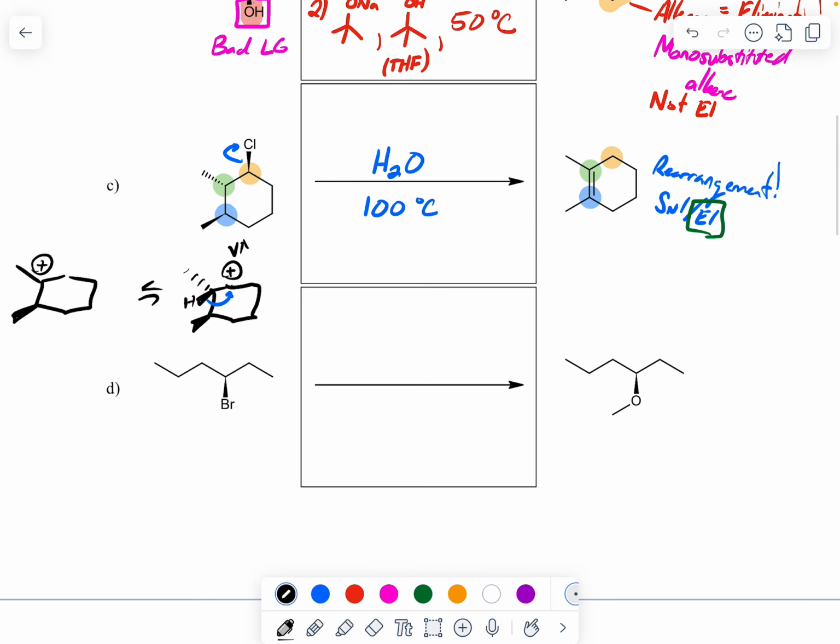All right, let's look at D. So in D, immediately we see that we have a good leaving group and we end up with an ether there. So you may immediately think this has to be a substitution, and I would agree. However, you'll also notice that in this example, the bromine starts on a wedge, the oxygen ends on a wedge. What this tells us is this is a retention of stereochemistry.